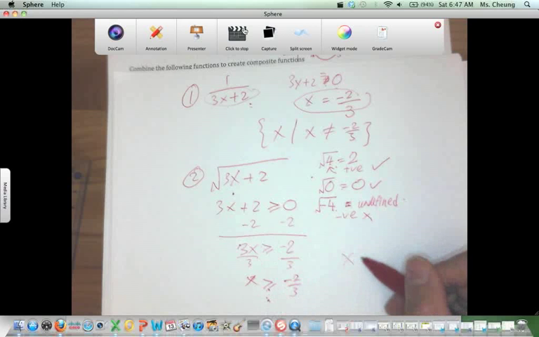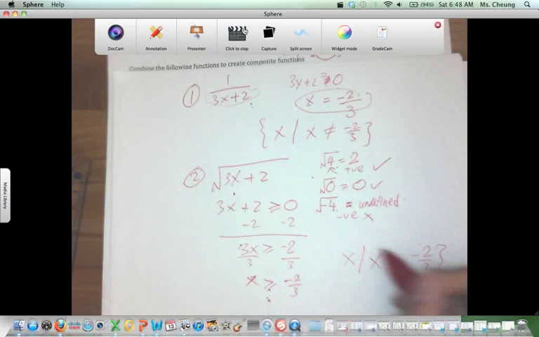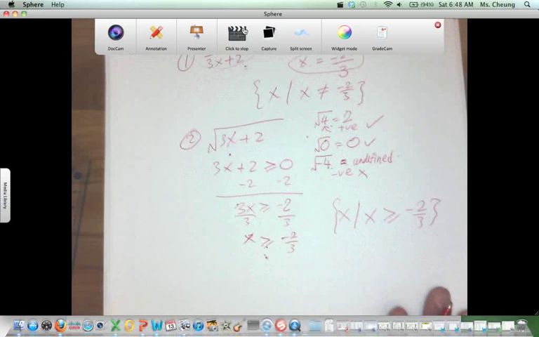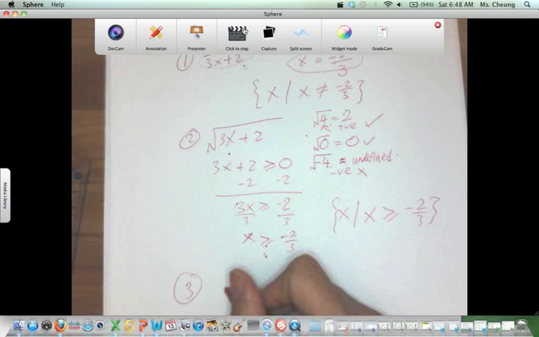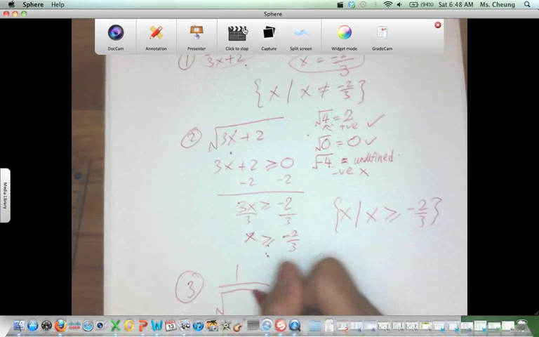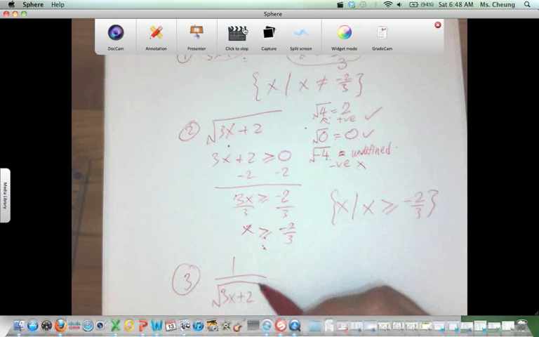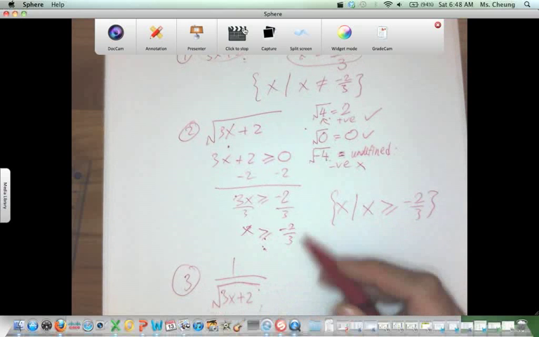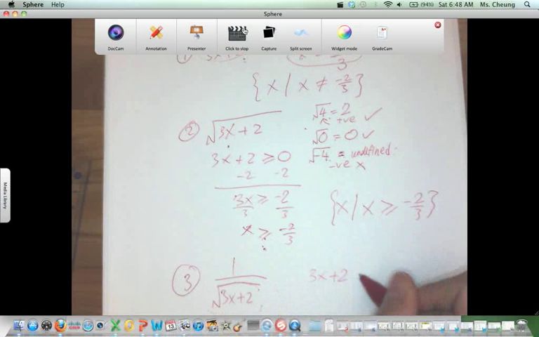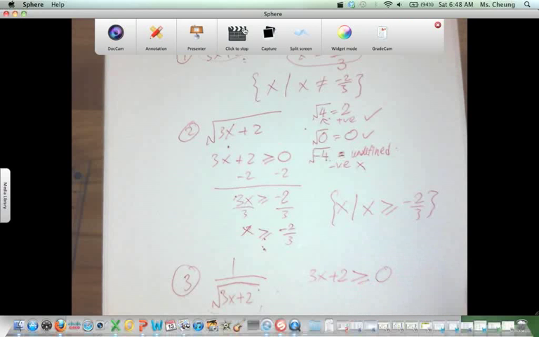So when I write the domain, it's all values of x such that x is greater than or equal to negative 2 over 3. This is the second case. The third case is when your square root sign is in the denominator. Whenever I see a square root, I know it's defined for positive numbers and also 0. However, because it's in the denominator, a fraction cannot equal 0. So I can just make it greater than 0, which is only defined for positive, not equal to 0.